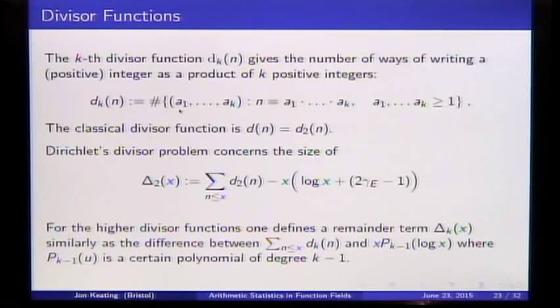For the higher divisor functions, one expects the same behavior. If you sum d_k all the way up to x, it's believed that that would be asymptotic to x times a polynomial of degree k minus 1 in log x. And again, one can ask what the size of the difference is.